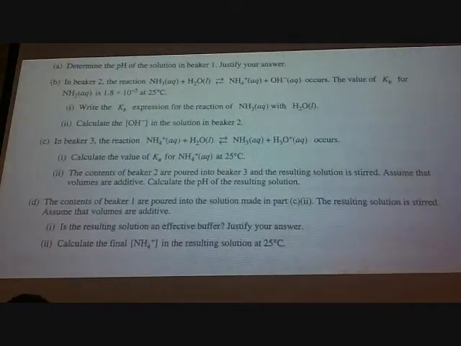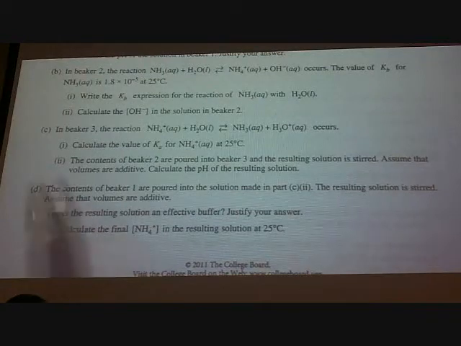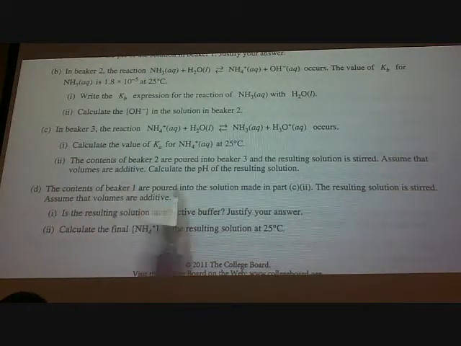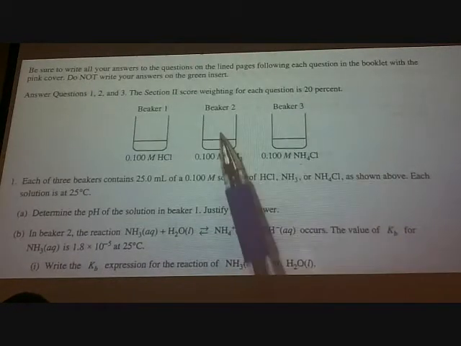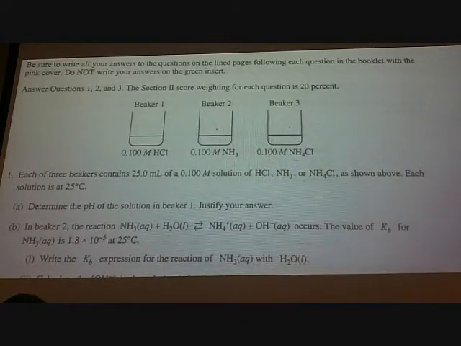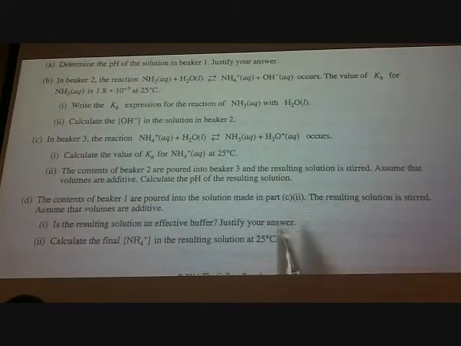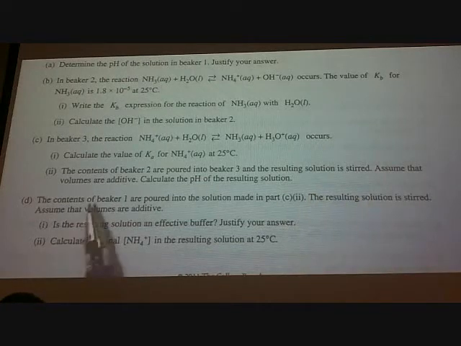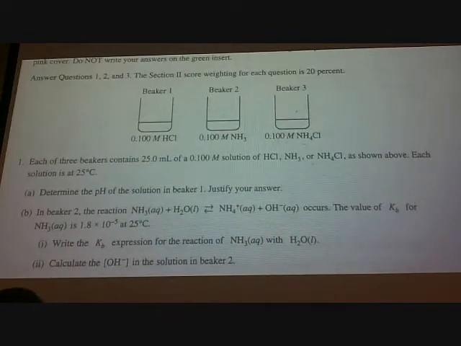Okay. All right. I think we're here. The contents of beaker 2 are poured into beaker 3. So 2 and 3 are mixed together, which is nice. We like that. The resulting solution is stirred. Assume that the volumes are additive. Calculate the pH of the resulting solution. So what are we doing when we mix beaker 2 and beaker 3 together? What are we creating? A buffer. Okay. So you're actually creating your buffer, and then we're going to be asked some questions about it.